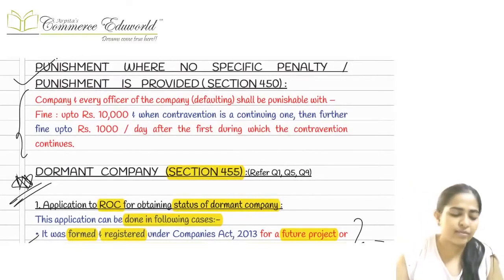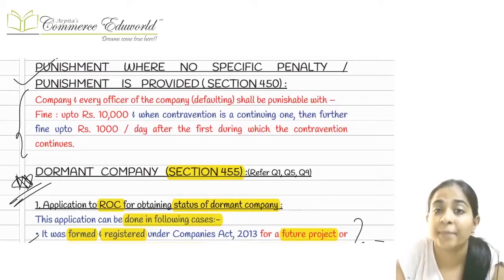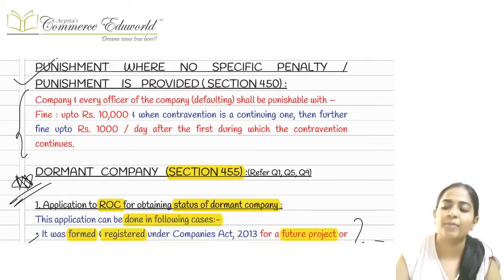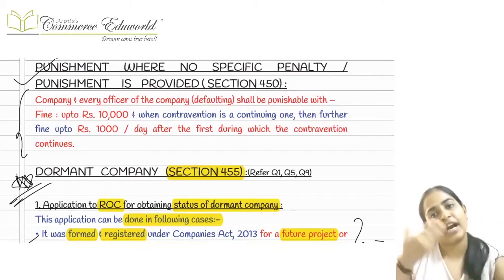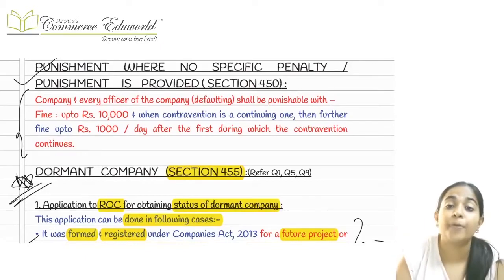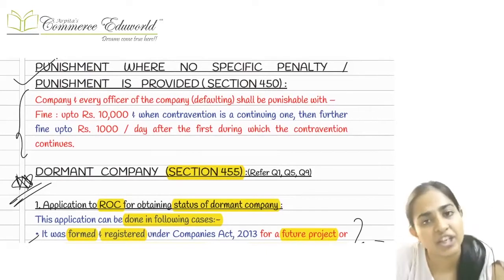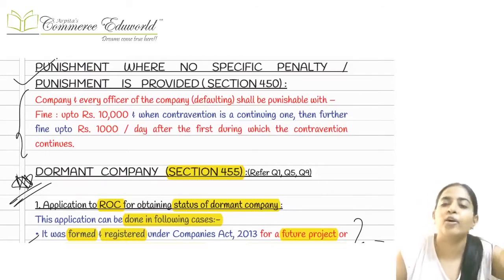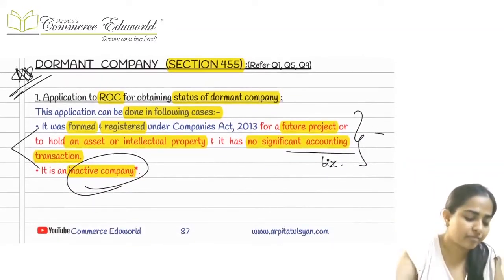Then going on to the next one, section number 450, which is a residual punishment. It says that if in any provision of the Companies Act, no punishment is mentioned, then the company and every defaulting officer of the company would be liable for a fine up to rupees 10,000, and in case of a continuing offense, a fine up to rupees 1,000 per day during which the contravention continues. So up to rupees 10,000 is a particular amount, and if you continue with that offense, then it will be 1,000 rupees per day, right?